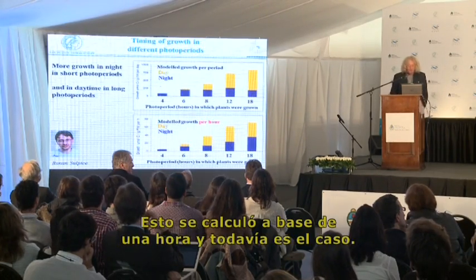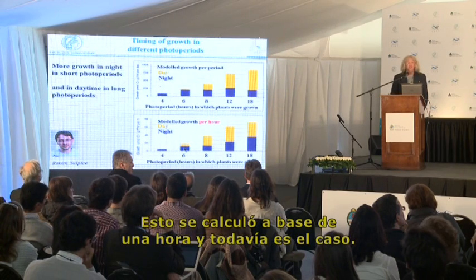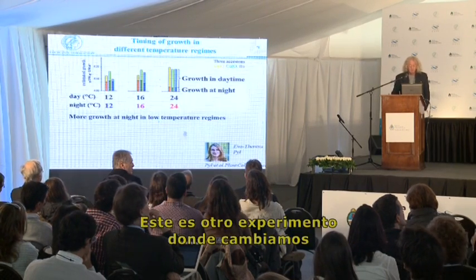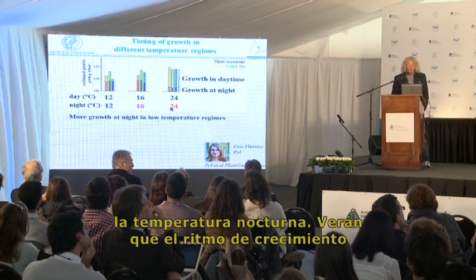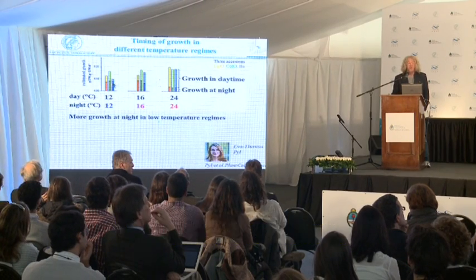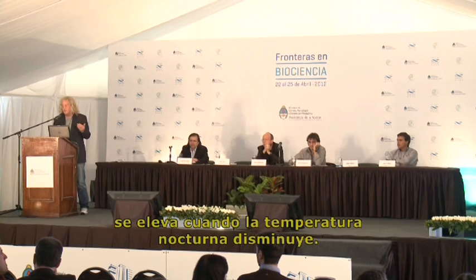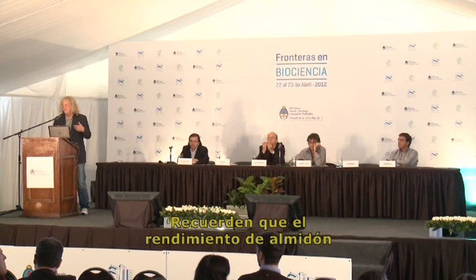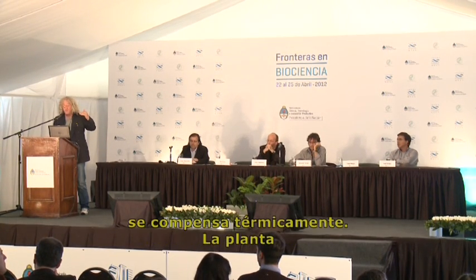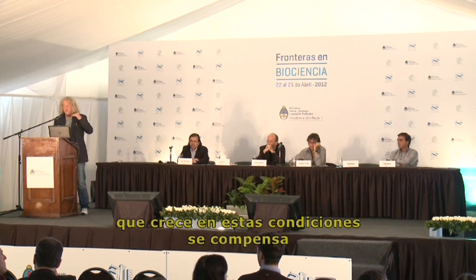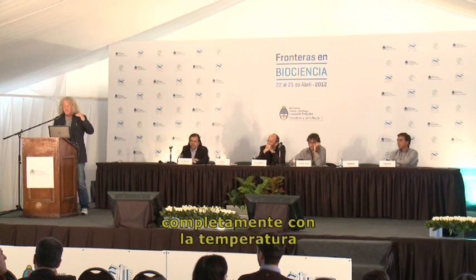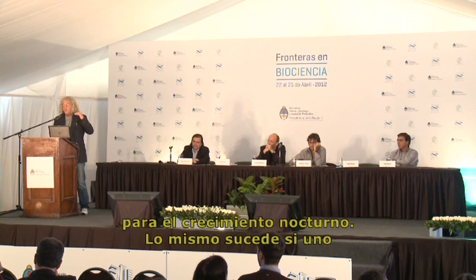Okay, now we're back. This is calculated on an hour basis, and it's still the case. This is a second experiment where we change the night temperature. And you can see that the rate of growth actually goes up when the night temperature decreases. And remember, the starch turnover was also temperature compensated. Plant growth in these conditions is completely temperature compensated for growth at night.